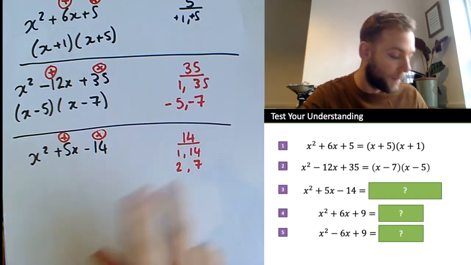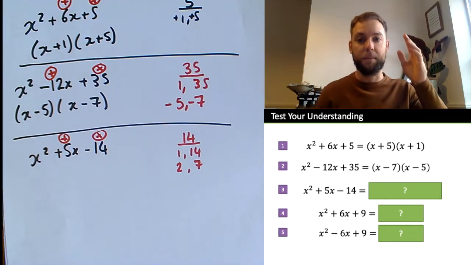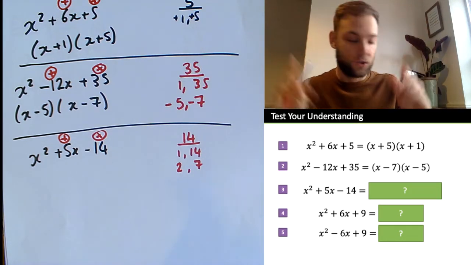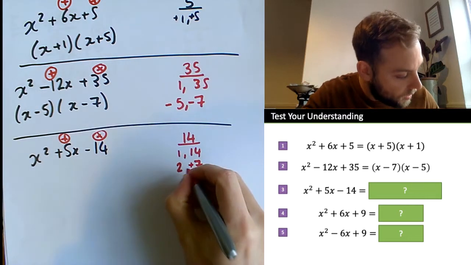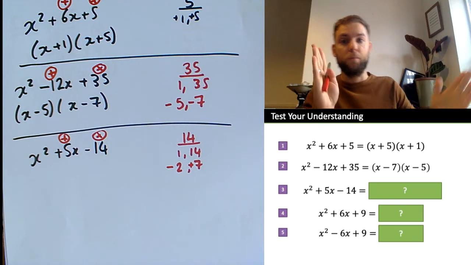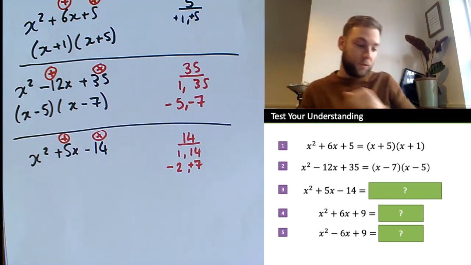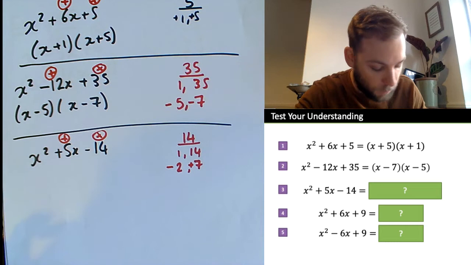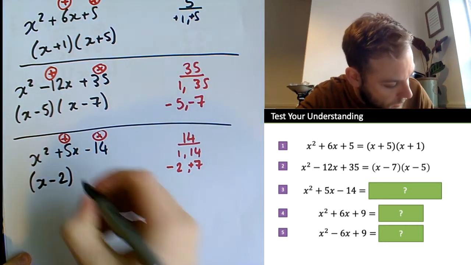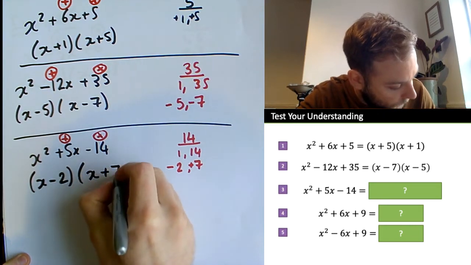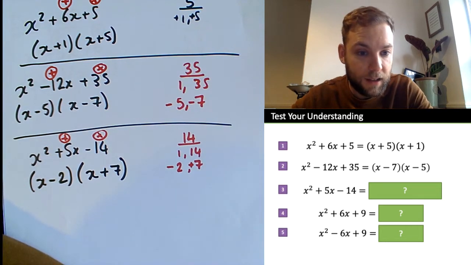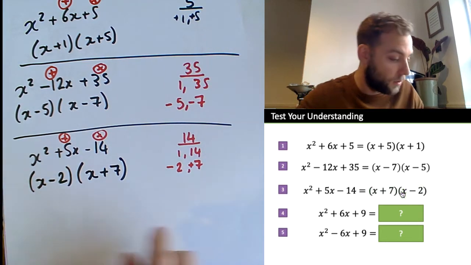Which way round do I have it to make positive 5? Well, it's going to be positive 7, take away 2. Okay? Because 7 minus 2 is positive 5. If it was the other way round, 2 minus 7, that would be minus 5, which would be wrong. So in this case, we have x minus 2 and x plus 7. Like so. And that is how we do this one.